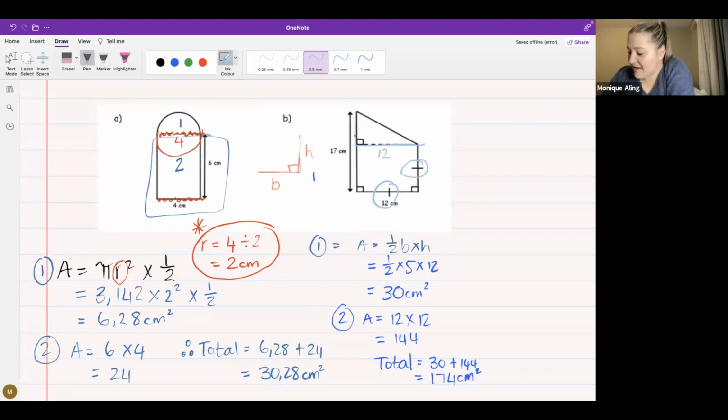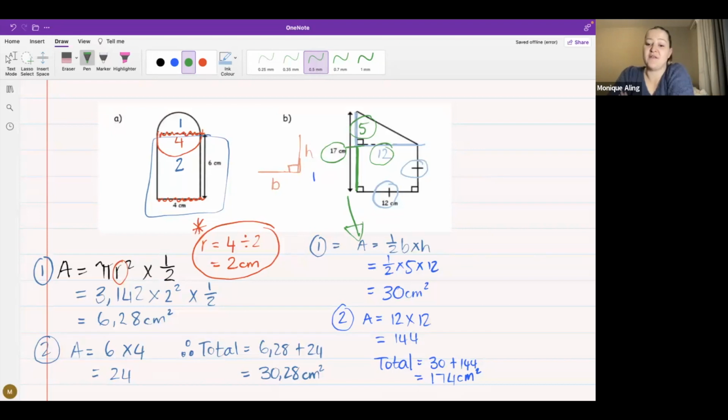Now I technically also have the base, which is what I need for my formula, but I just need to work it out. I know that this part is equal to 12, and they're telling me this whole length is equal to 17. So I take 17 minus the 12, which gives me 5 over here. So I've just split up the 17 to help me get the triangle base and the square base. I then use my 5 and my 12 in my triangle formula over here.